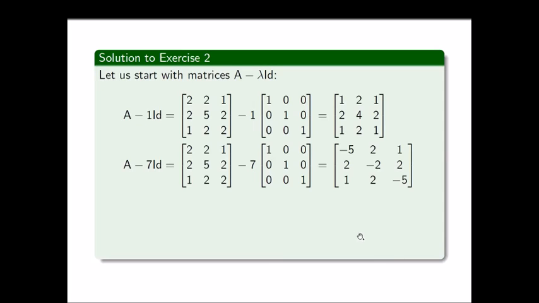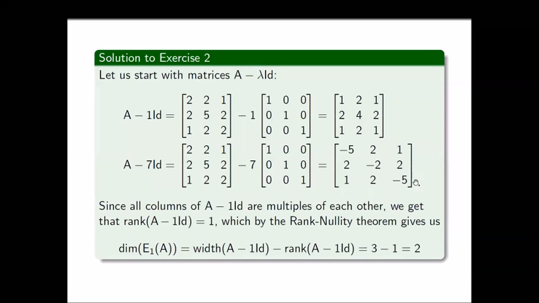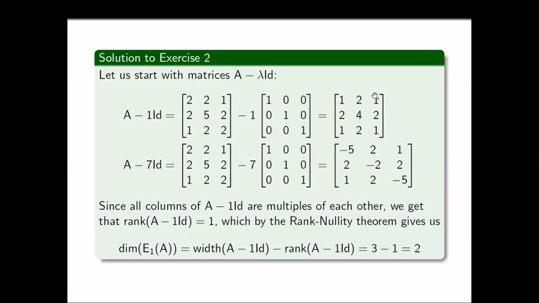So, we take our two eigenvalues and we compute the A minus lambda IDs corresponding to them. So we get these two matrices. Now let's focus on the first matrix, that is A minus 1 ID. Because all the columns of A minus 1 ID are multiples of each other, as you can see, the first and the last column are the same, and the middle column is 2 times either of the columns.